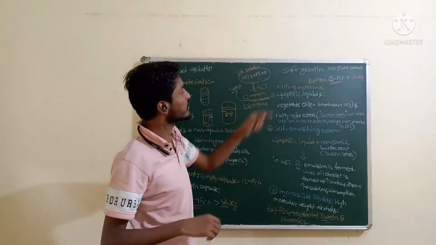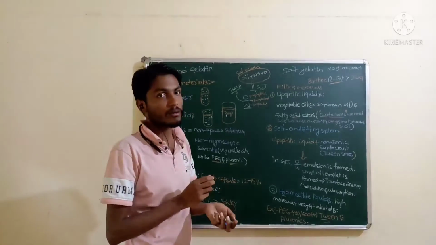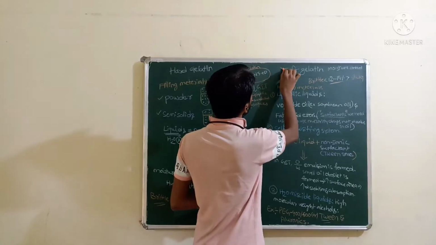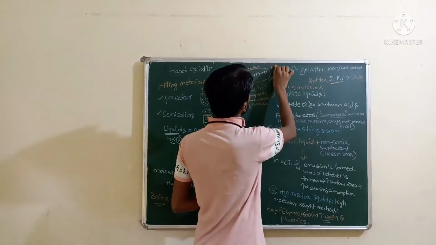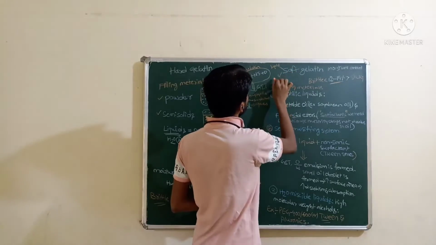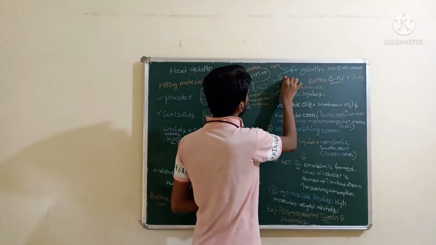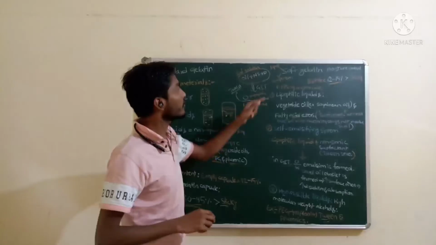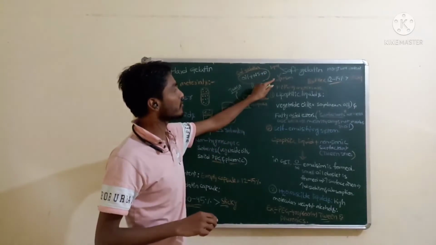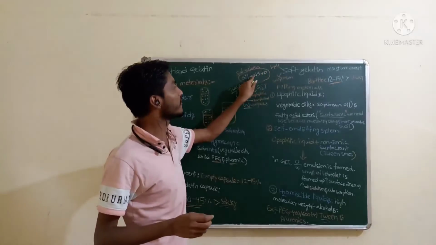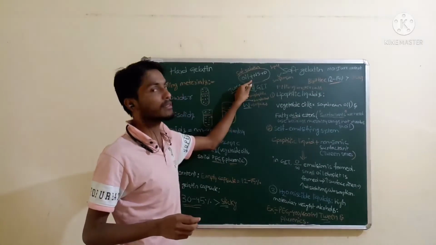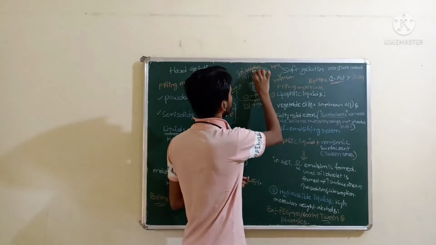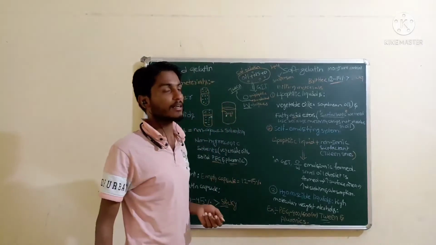So majorly, soft gelatin capsules are formulated in the form of liquid or suspension. We can fill liquids here or we can fill suspension. Suspension means undissolved particles are present in the soft gelatin capsule.